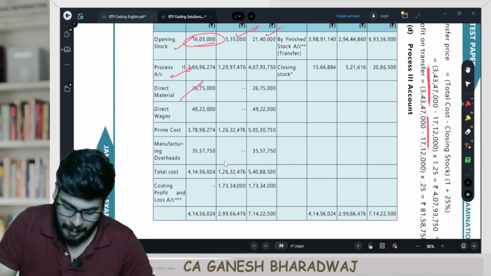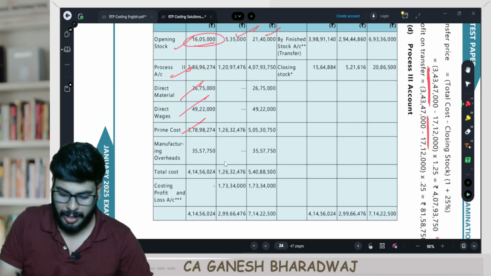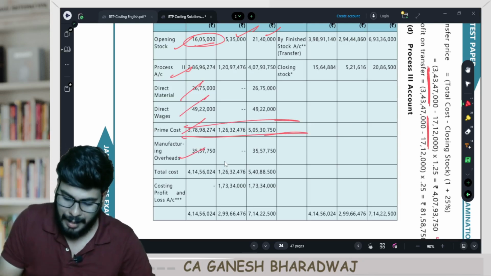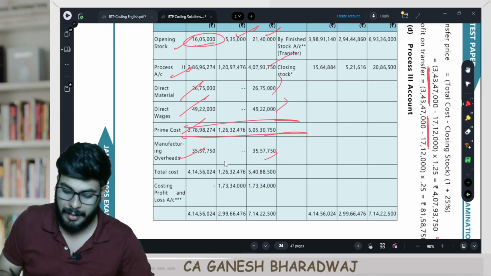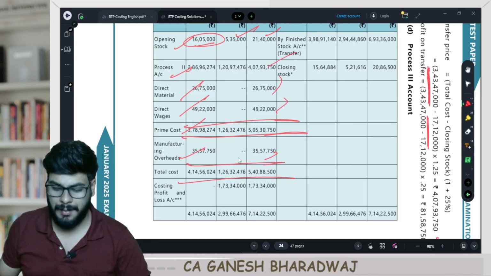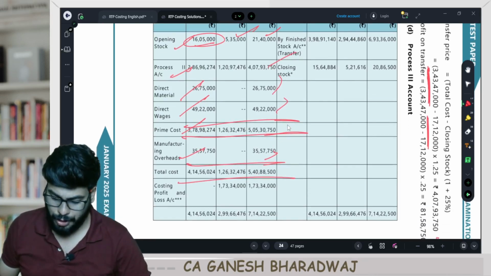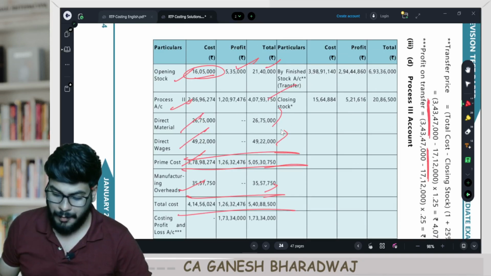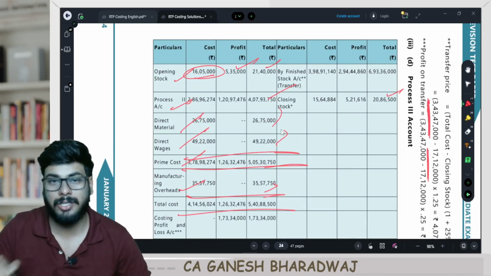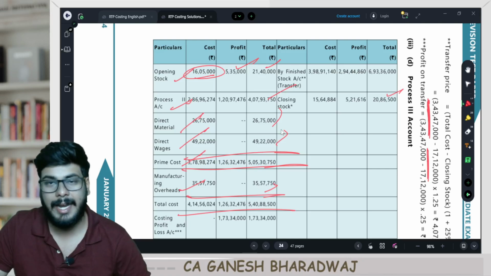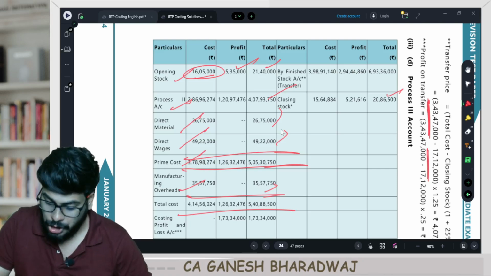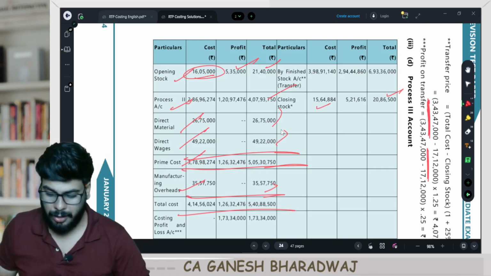Then direct material, direct wages, prime, you get the subtotal prime cost. You get the manufacturing overheads. These figures are all given in the question. You will arrive at the total cost. Something very similar is what we do here. So now what we do is closing stock. This figure is also given in the question, 20,86,500. So what is the cost pertaining to the closing stock?